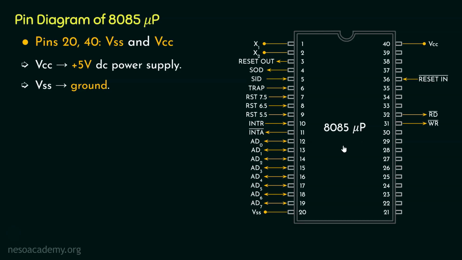Now the interesting fact about these two pins is, pin number 20 is VSS, which is the ground, and diagonally opposite to it, pin number 40 is the 5 volt power supply. So that's all about the pins 20 and 40.